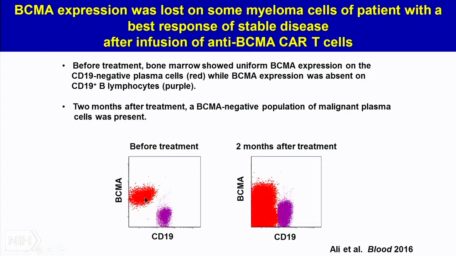BCMA positive before treatment. The patient's response was stable disease, so she didn't really have a good response to the treatment. And when we did a bone marrow biopsy 2 months later, after the CAR T-cell infusion, we found that a lot of plasma cells indicated in red down here by the x-axis did not express BCMA. So a BCMA negative population developed in this patient over 2 months.